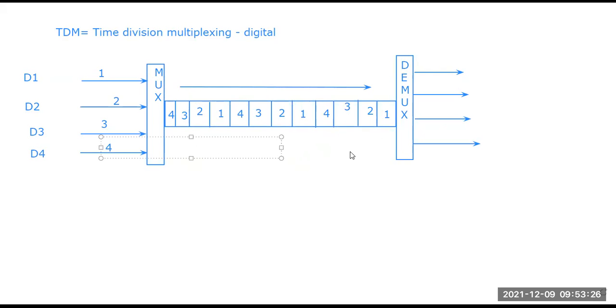Now we can see that I have written 1 2 3 4, again 1 2 3 4, again 1 2 3 4. So this is a set I can talk about. This is a set, and this is a set. This is the flow: 1 2 3 4, again 1 2 3 4, again 1 2 3 4.